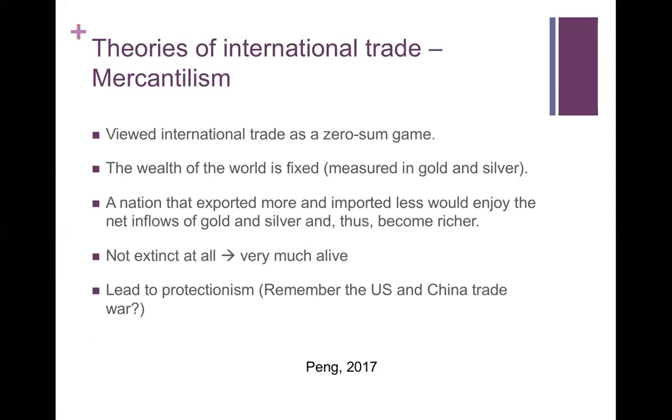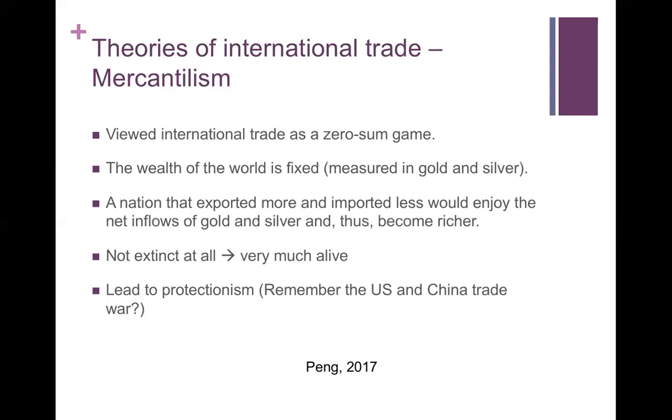You may recall that people talk about the gold rush, for instance, in America, the gold rush in Australia, because it is one of the key measures that people use to determine the wealth of a nation. Based on this theory, a nation that exports more and imports less would enjoy a net inflow of gold and silver. Therefore, they will become richer than the others. So it's pretty much common sense, I guess. When I earn more than I spend, then I will become richer, basically. So that's the logic behind this theory.